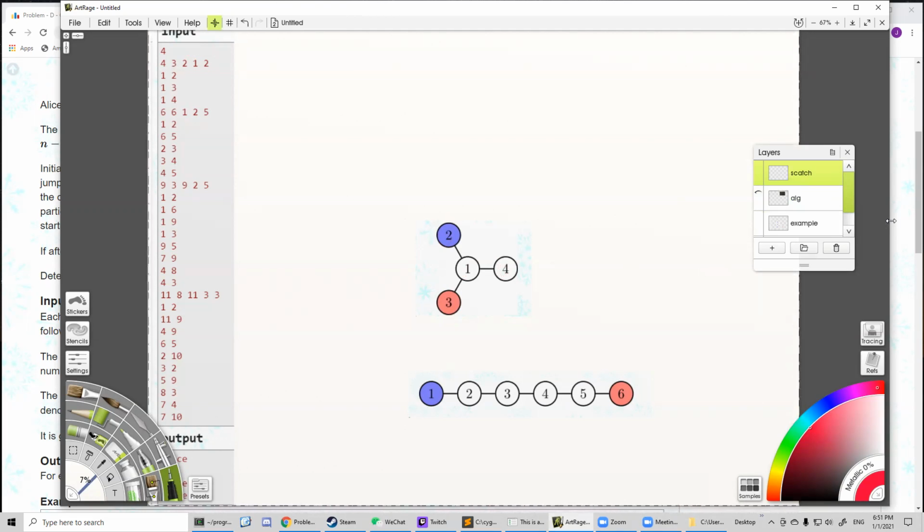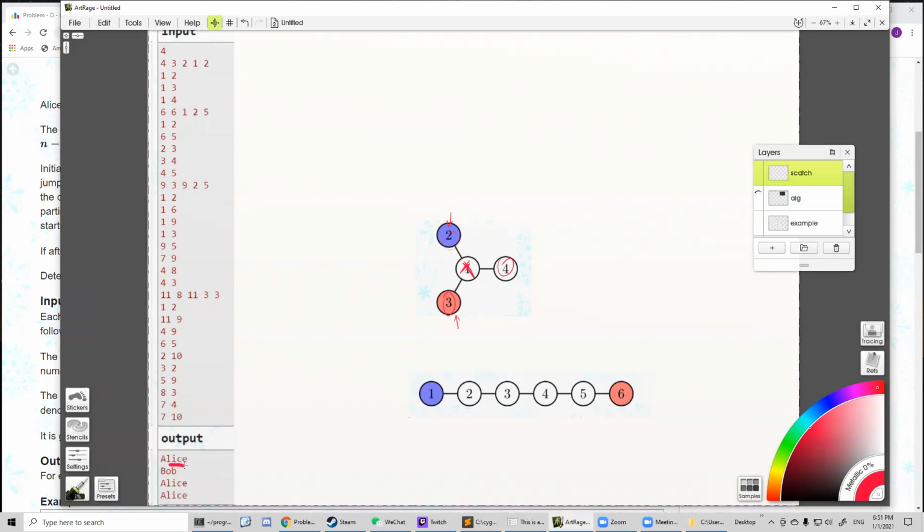So for the first example here, because Alice is here and Bob is here, in the first round, Alice can move here, right? And Bob can move here, stay here, move here, or move here, right? No matter where Bob decides to move, Alice can always move to that location in the next round, right? So Alice will always catch Bob. So we output Alice here because Alice wins, right?